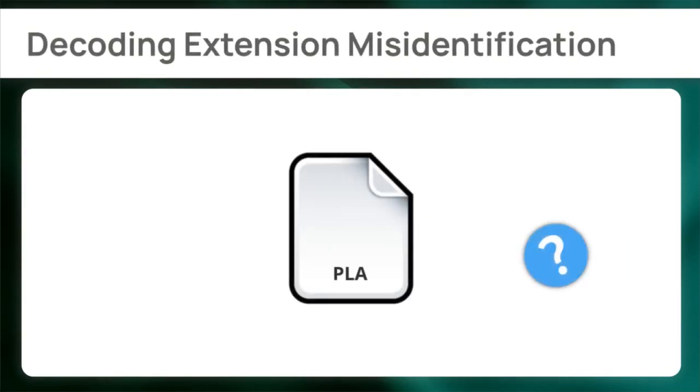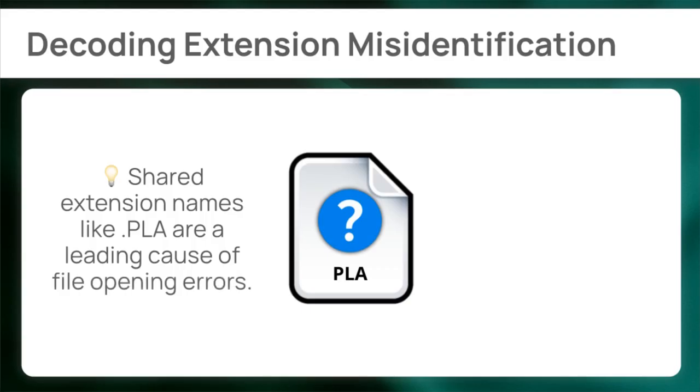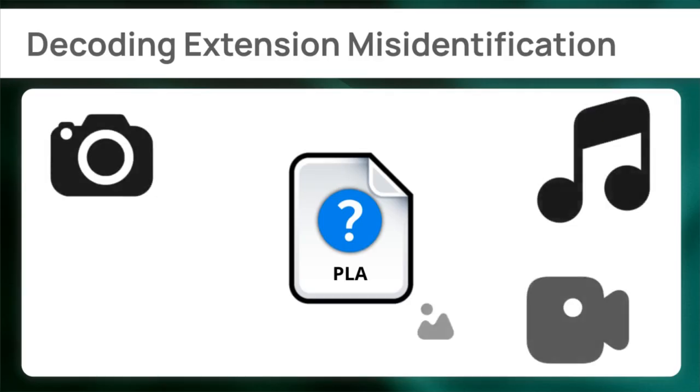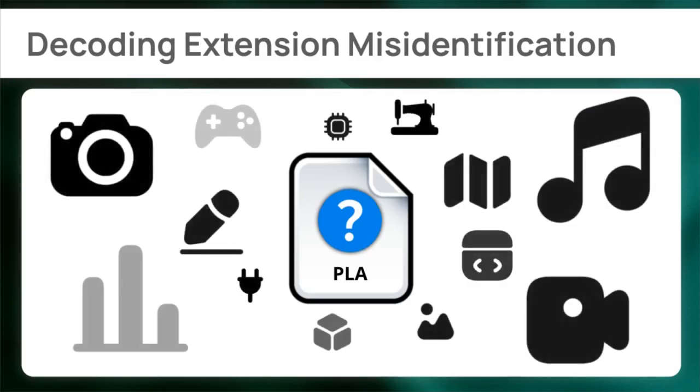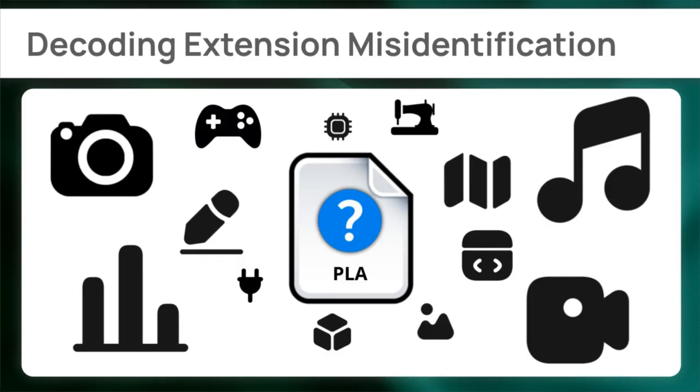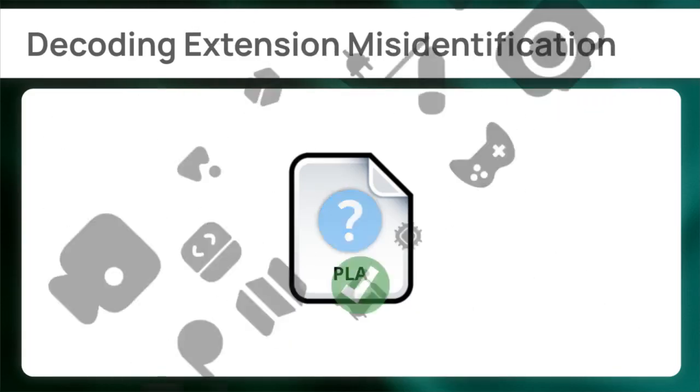Since thousands of developers share extension names, your PLA file may belong to a different program than the ones currently on your PC. Using raw-level data inspection is a recommended method to try and uncover a file's true requirements when the PLA label is unclear or shared.